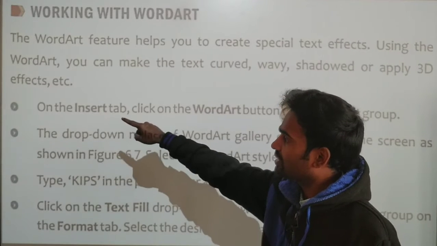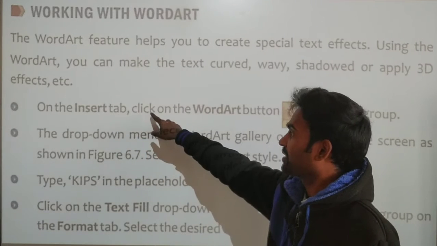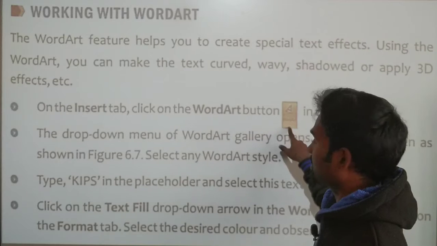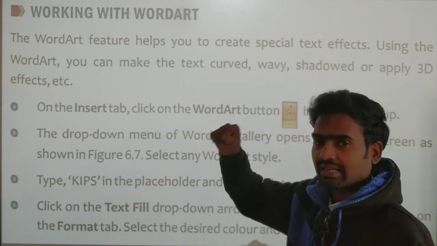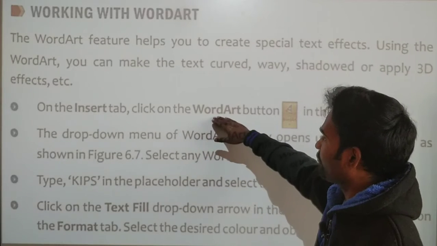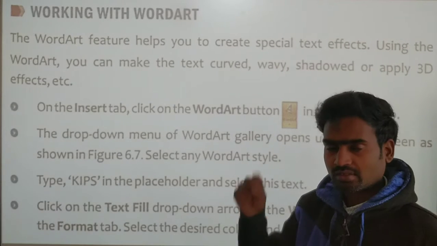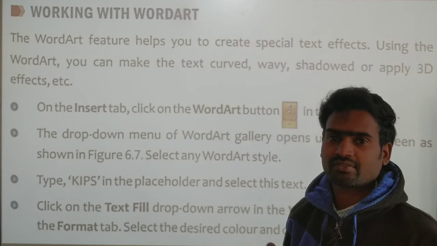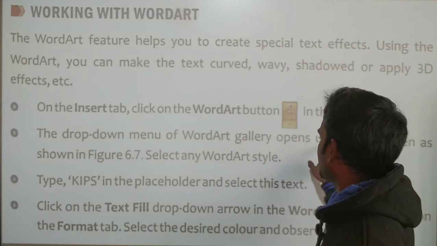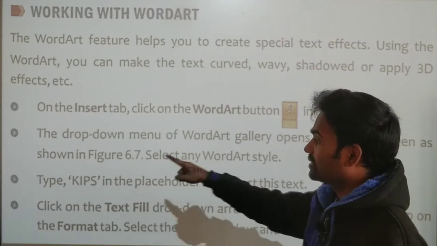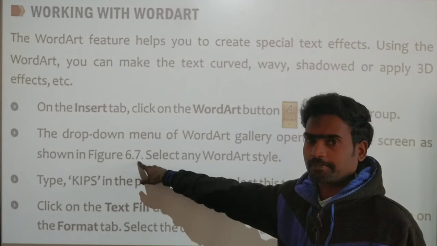First, we have to go to the insert tab and click on the word art button. This is a button you can see there in your book, right? In the text group. So when you click on the insert tab and then select the word art button under the text group, some designs and styles will appear. Click that. The drop down menu of word art gallery opens up on the screen as shown in figure 6.7. So you can see that 6.7 in your book, right?